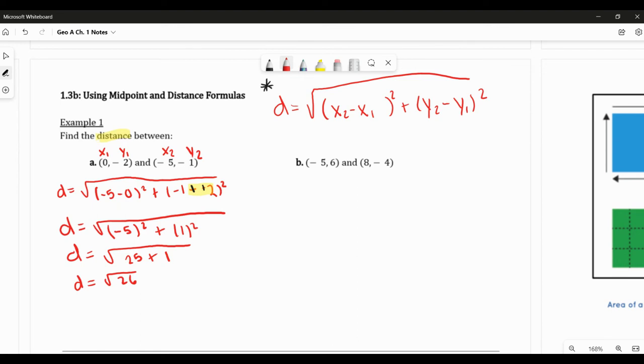If I type into my calculator square root 26, and I enter that in, this is going to give me D is approximately, and that's the symbol for approximately, 5.10. Now you'll notice I've rounded here. If I were to type that into my calculator, it would actually be 5.099. I've rounded this to the nearest hundredth. Okay, so they didn't give us rounding instructions here, so I'm just going to make a note here to the nearest hundredth.